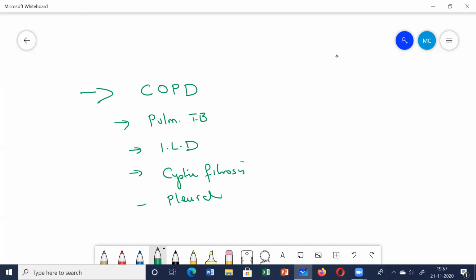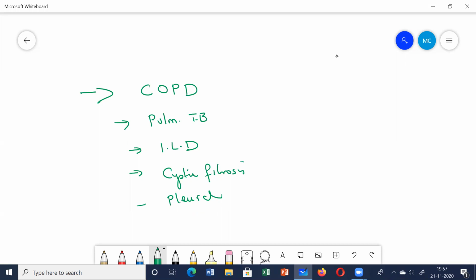COPD is chronic obstructive pulmonary disease. There is airway obstruction, so there is improper air exchange, as a result of which there is hypoxia, and this hypoxia causes pulmonary vessel vasoconstriction. Now, I forgot to tell you earlier, you must be thinking that hypoxia causes vasodilation, right? So why is it causing vasoconstriction here?